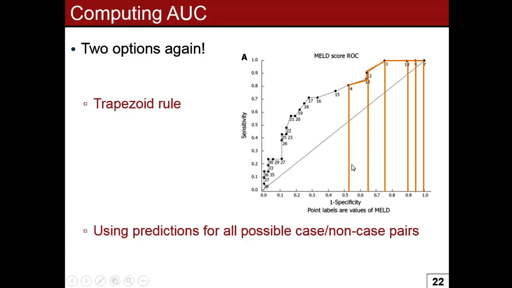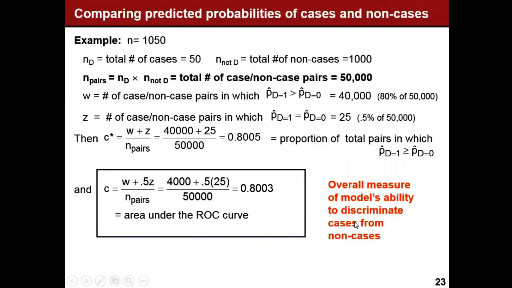There's actually a faster way to do it, which uses all possible case non-case pairs, and I'll show you what this means, it's on the next slide. So there's the long way and the short way. Here's the short way. Here's an example. We have a data set with 1,050 folks: 50 cases and 1,000 controls, non-cases.